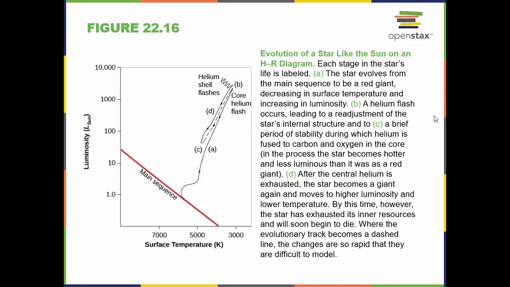And where the evolutionary track becomes a dashed line, the changes are so rapid that they're difficult to model. So don't forget, this was all done with modeling.